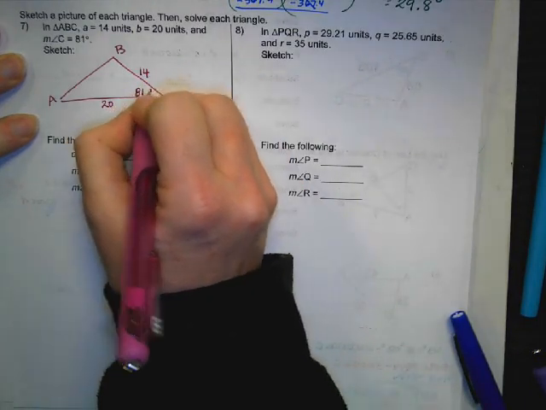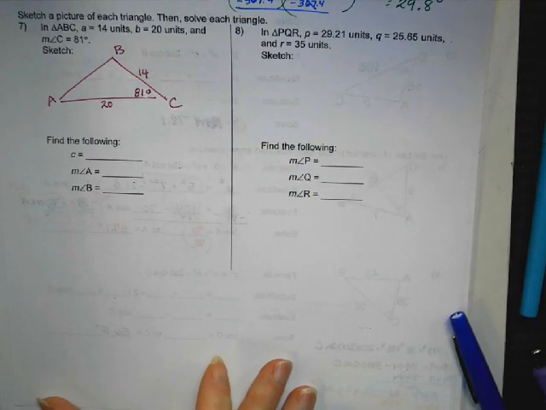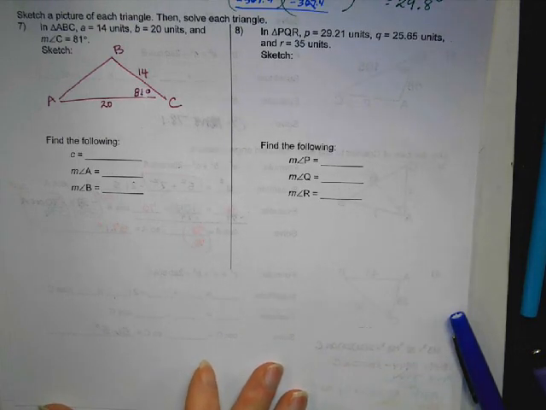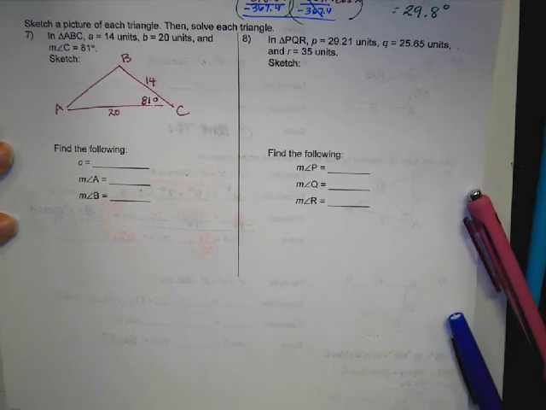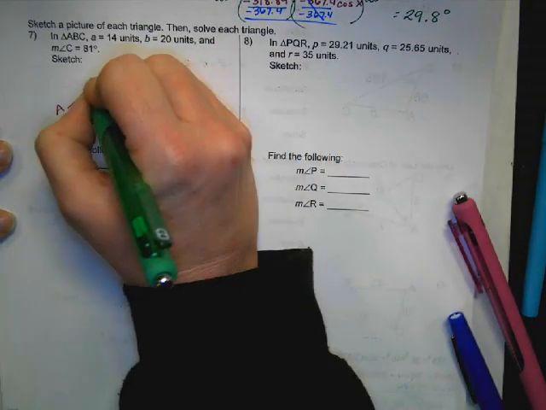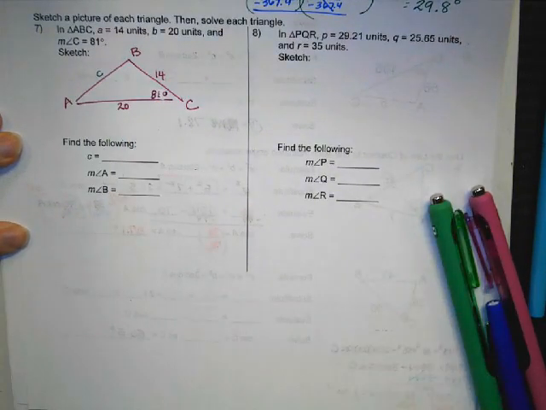First thing I would check is, is it a right triangle? Can I use regular sine, cosine, and tangent? It is not a right triangle, so I can't use sine, cosine, and tangent. Then I think, well, can I use law of sines? No, I can't, because I don't have the side opposite of the angle they gave me. Which means I have to use law of cosines. So I'm going to find side C first, because they gave me angle C.